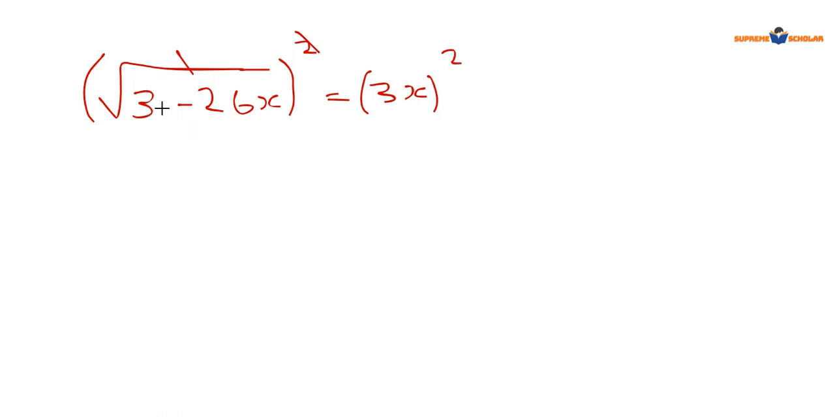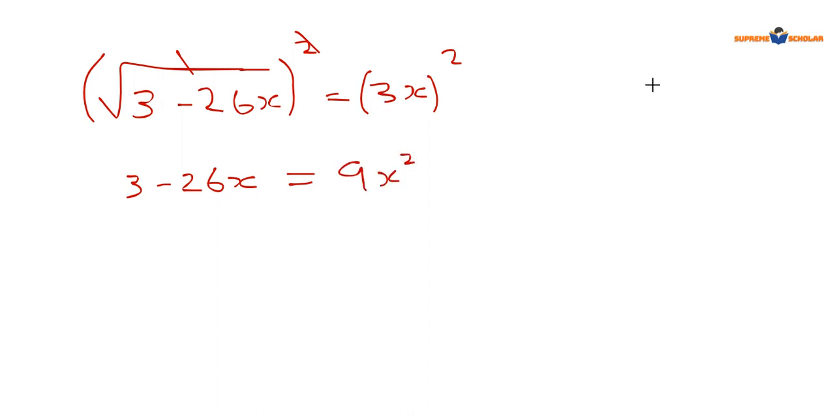So what are we left with over here? Well, we're just left with what is under the square root, 3 minus 26x. And on the right-hand side we square this. Now note that this is one term, but it's 3 multiplied by x. When we're squaring something multiplied by something else, we have to square both of those things in the bracket. So this becomes 9x squared.